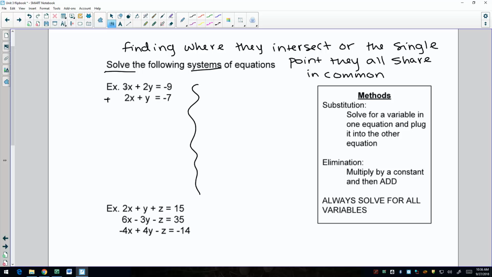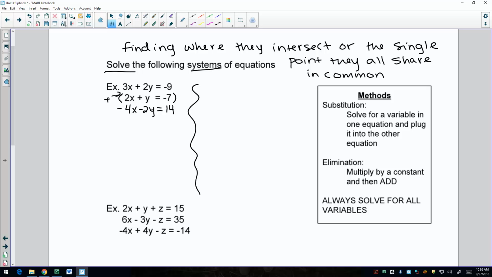The x's have a 3 and a 2. If you add those together, you'll get 5. The y's have a 2 and a 1. That added together will give you 3. But if I multiply the bottom, and you've got to multiply the entire bottom, by -2. I am doing that because look at what's going to happen to the y now. And don't forget to multiply this side by -2 as well. You've got to multiply everything.